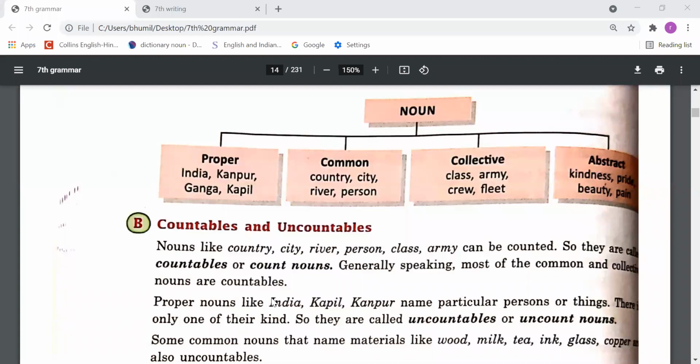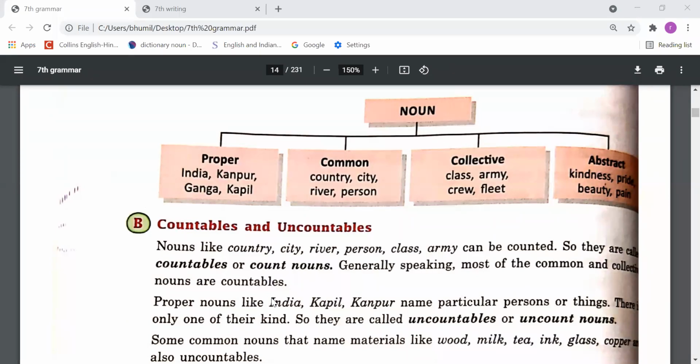So if I say country, it can be any country. India is also a country, Pakistan is also a country. So country is name of common thing, common place, so that is a common noun. But if I say India, that is a proper name, right? Because India is only one. If I say Pakistan, that's also a proper name. If I say country, that's a common name.